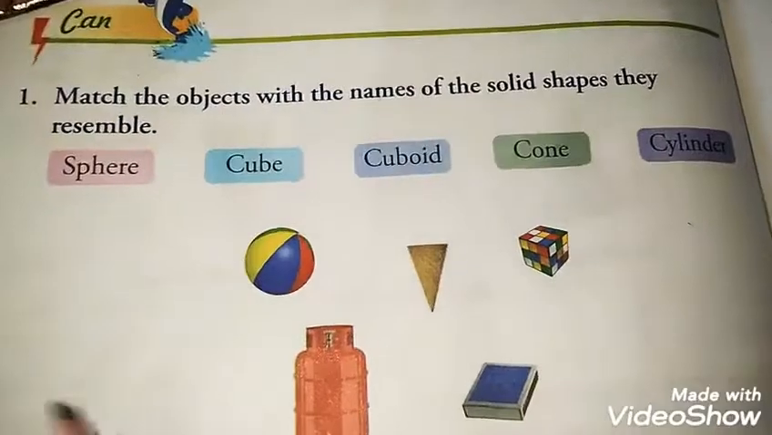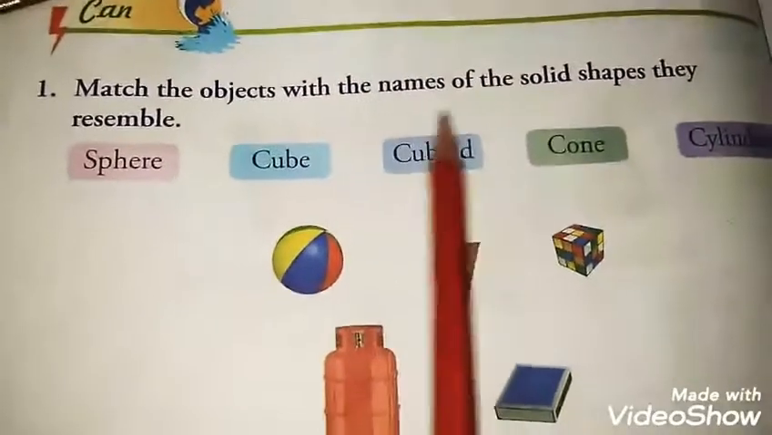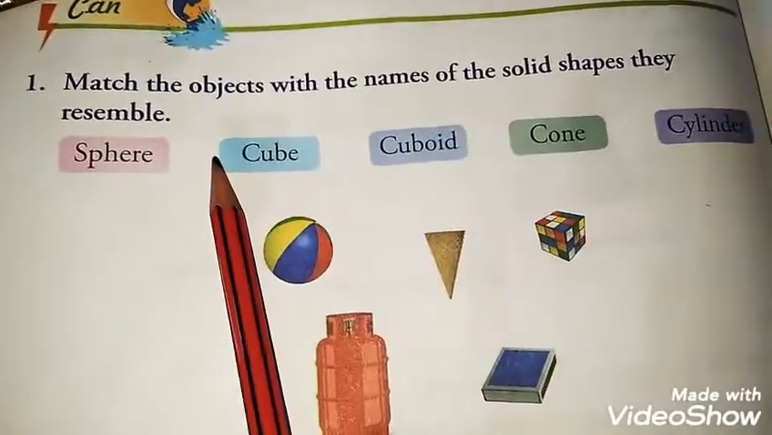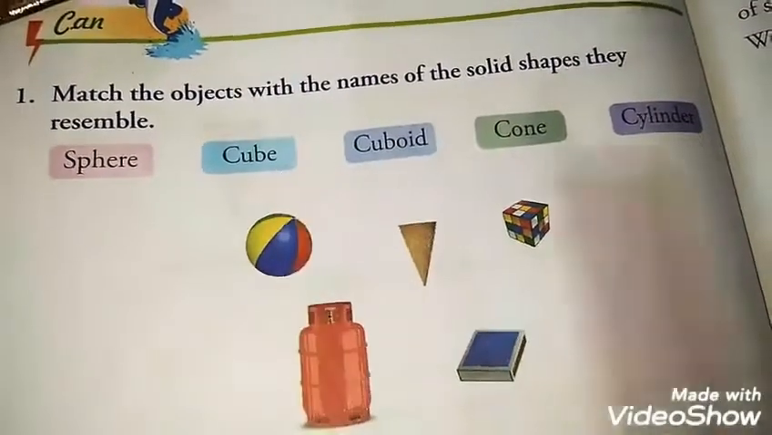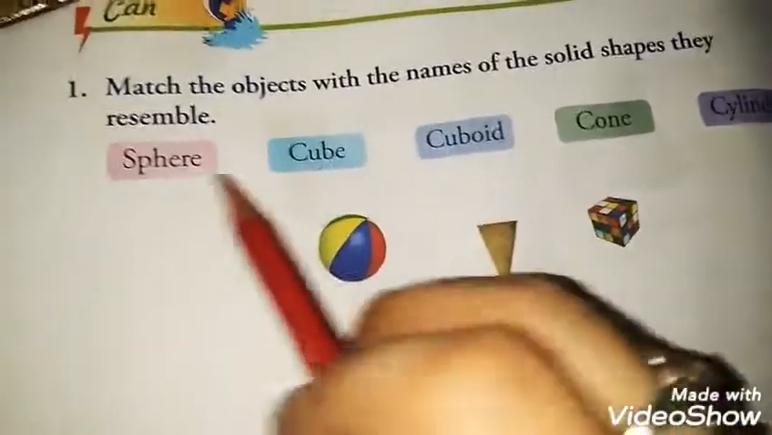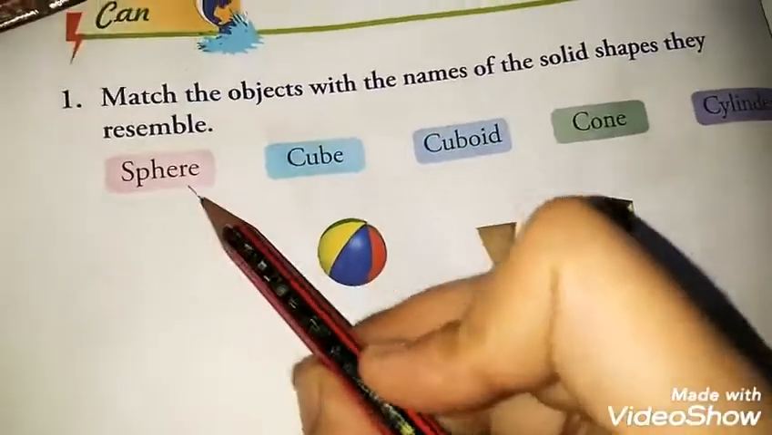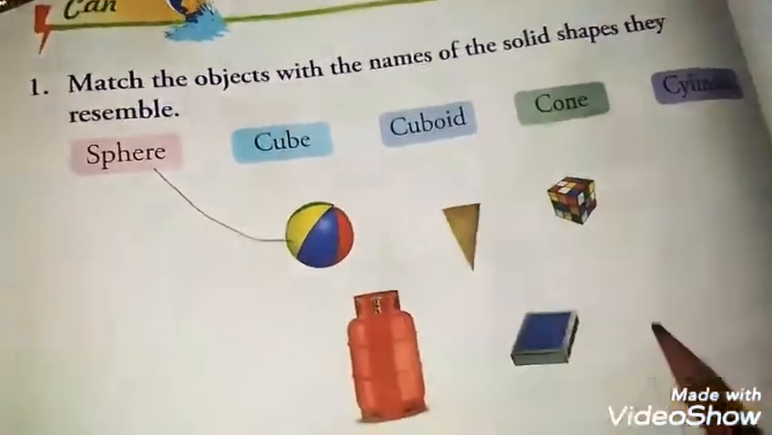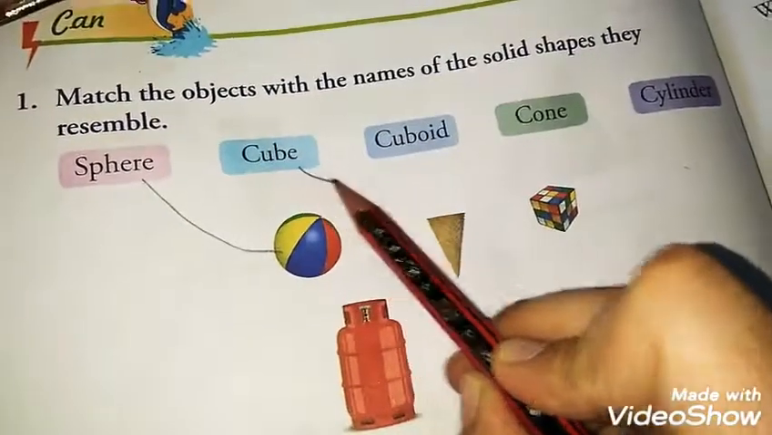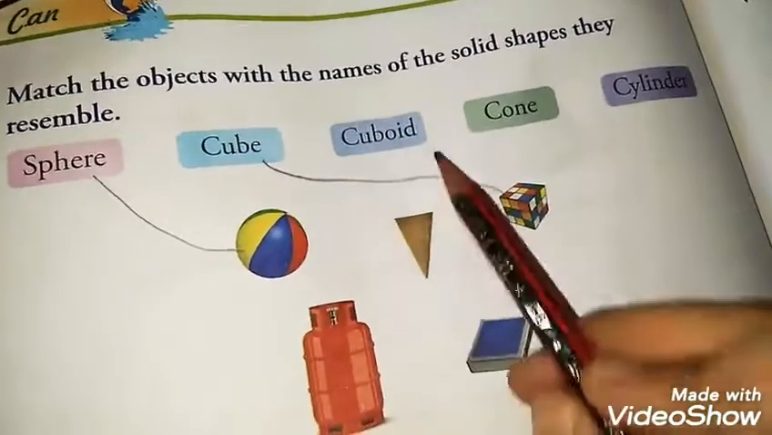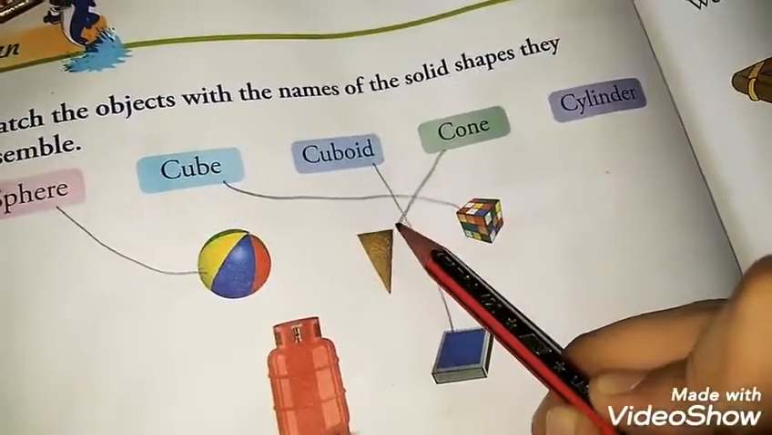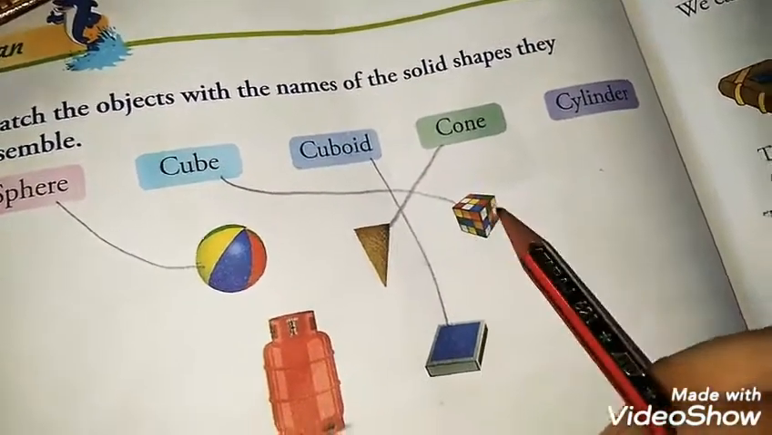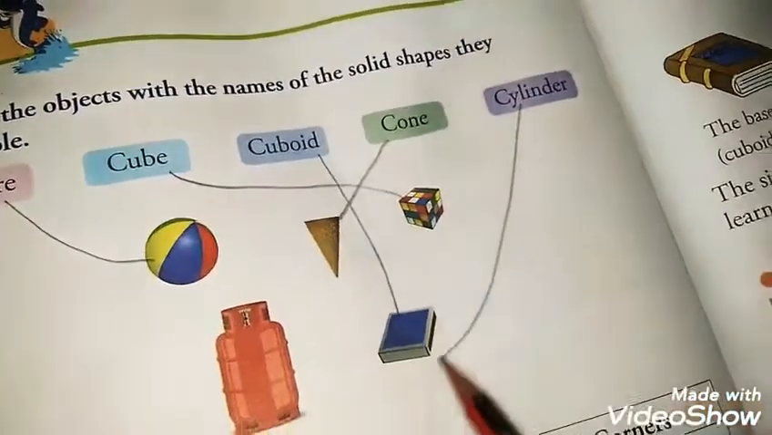Next we come to some exercise. Match the objects with the names of solid shapes they resemble. So we have to match these solid shapes with these names. So sphere, see this, it is a ball, it is a sphere. Cube, here is a Rubik's cube, so it is a cube. Cuboid, this matchbox is a cuboid. Cone, this, okay, this cylinder, see here, right?